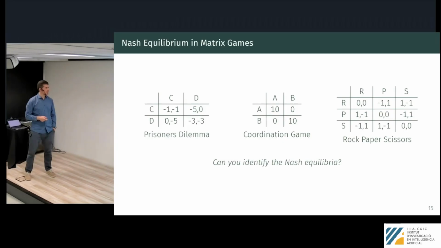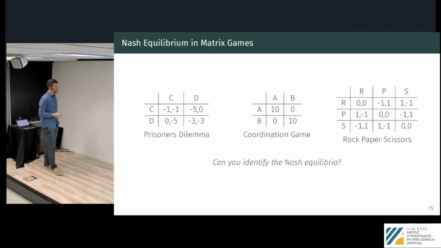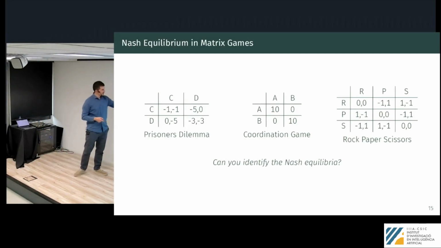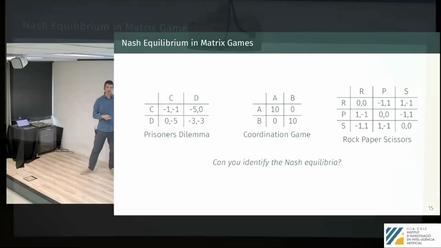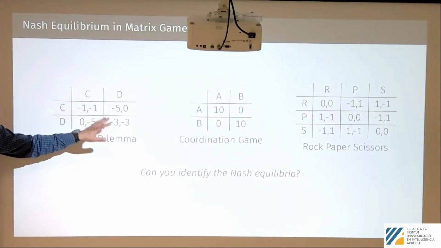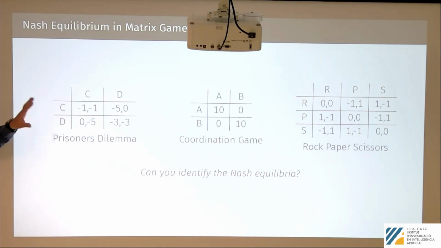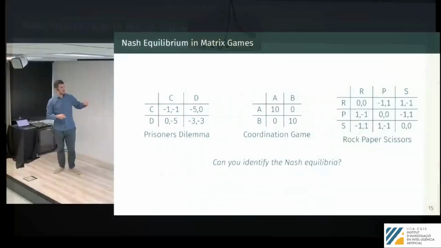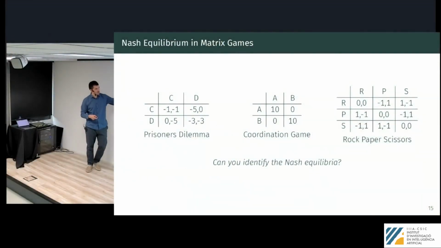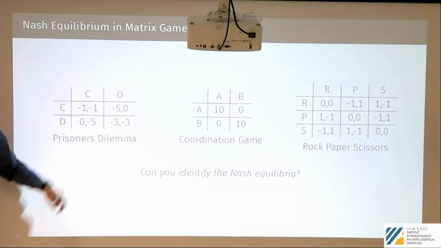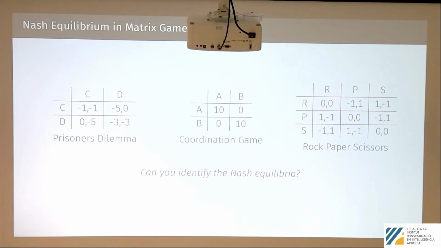Can you identify the Nash equilibria in these matrix games? Let's start with the prisoner's dilemma. I kind of gave you the solution already yesterday, if you remember what I said, but if you don't remember, that's okay. Let's play a little game. If you look only at the matrix game for the prisoner's dilemma, can you try to identify what the unique Nash equilibrium is? I can already tell you in this matrix game, there's only one unique Nash equilibrium, and it's also deterministic. So one of these four joint actions is a Nash equilibrium. Any ideas?